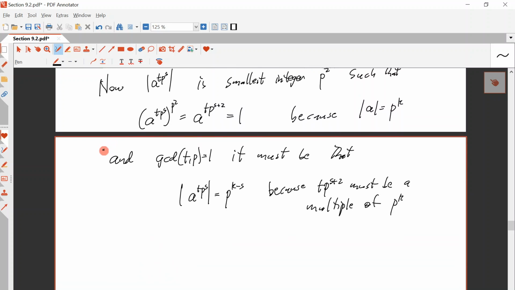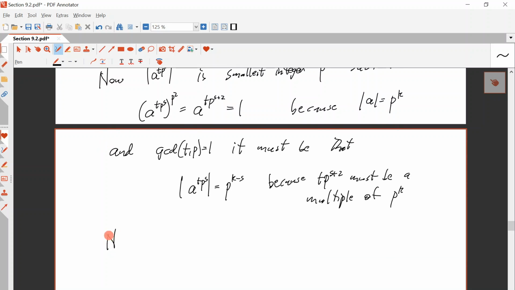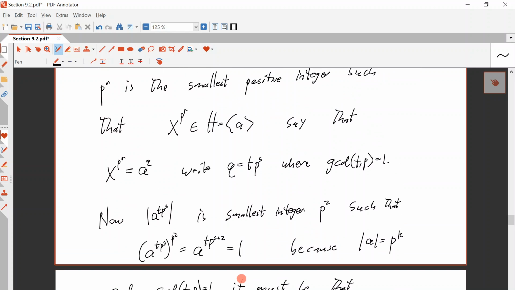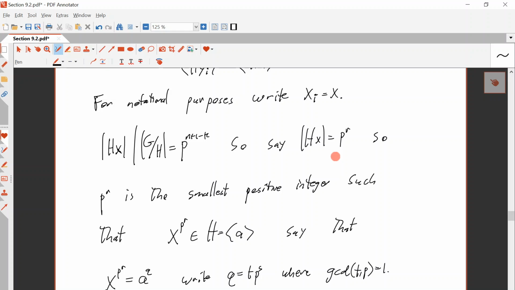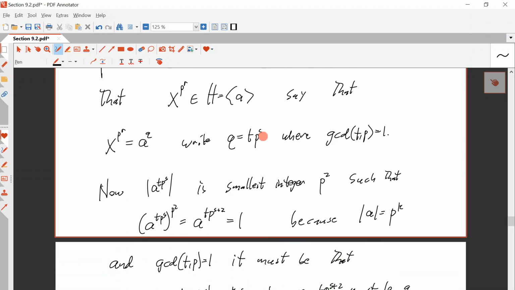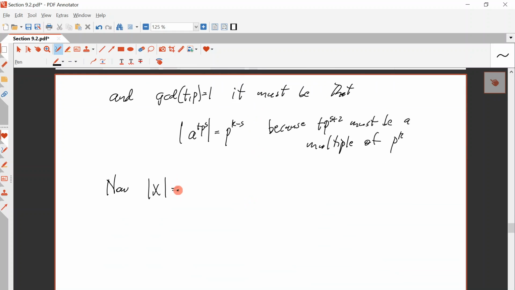Let y be something else. So now the order of x in G. Right. So we looked at the order of hx. The order of hx was p to the r. So that was the smallest integer such that x of that integer is a power of a. And we found that it was p to the r. So now the order of x is p to the r. And now I have to take that to some power up here so that I get 1.